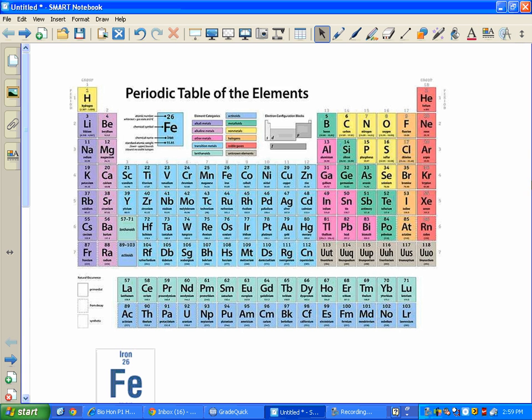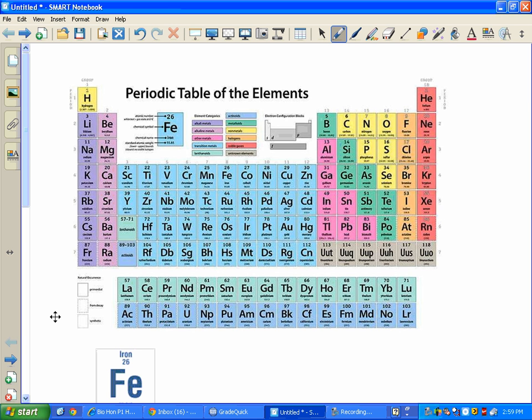Okay, hello. We're just going to go over some basic chemistry stuff so that we don't have to go over it in class, because you might already know some of this. Okay, so first off, this is a periodic table of elements.